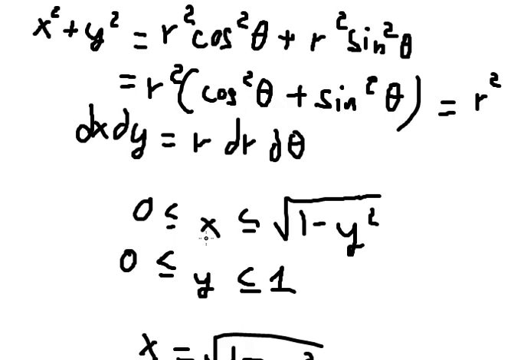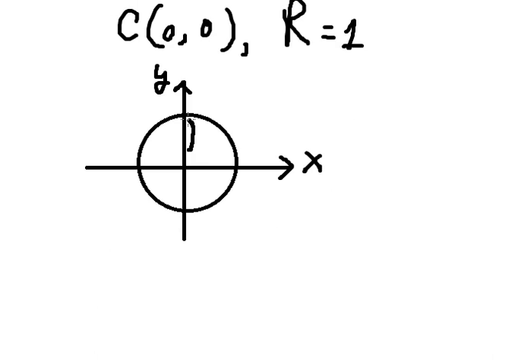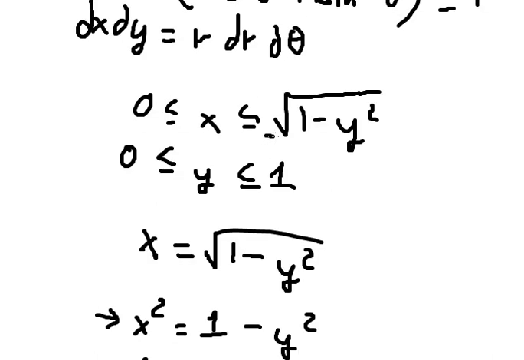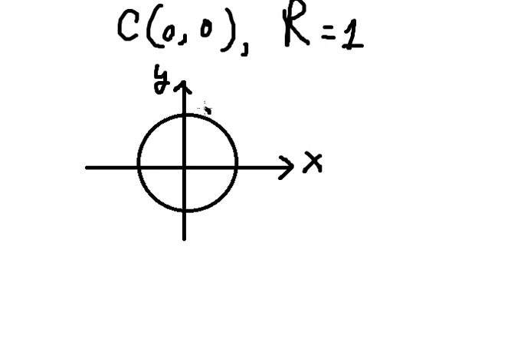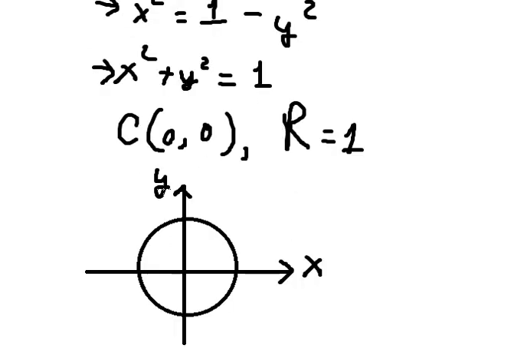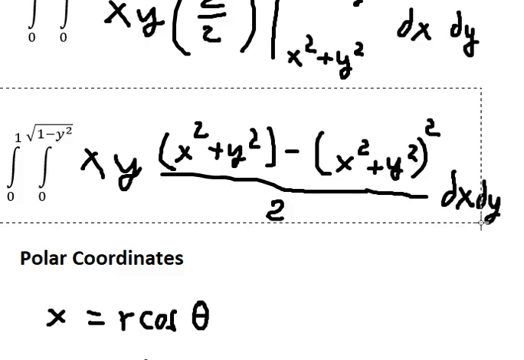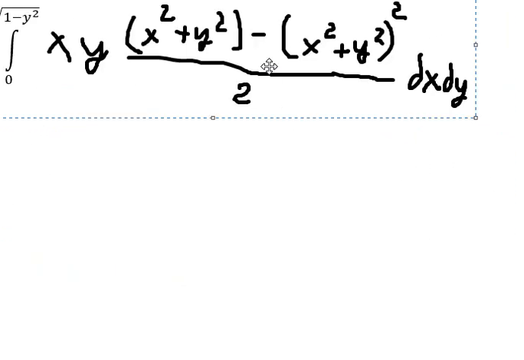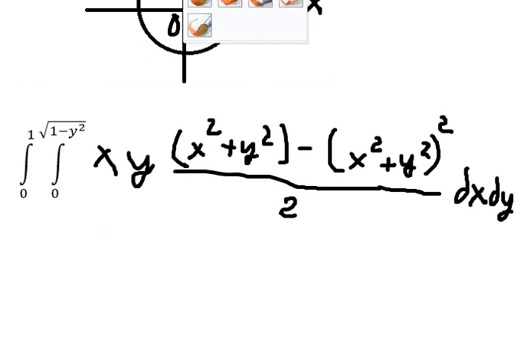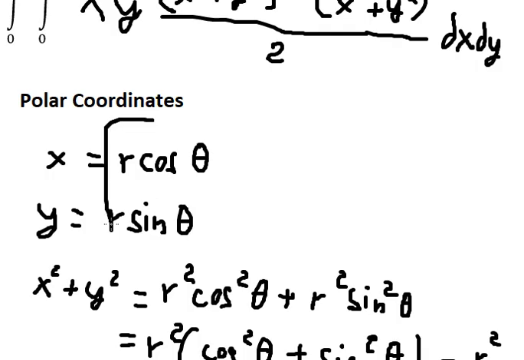So we can see that x is greater than or equal to 0 and smaller than or equal to this one. About y from 0 to 1, that is from here. So we need to focus on this region. So we go back in here. So x and y, that is about this one.